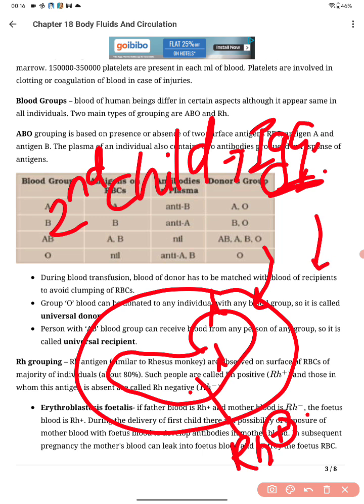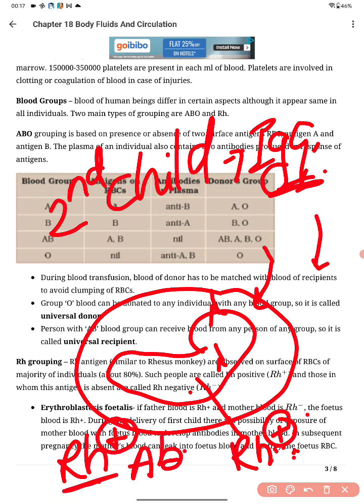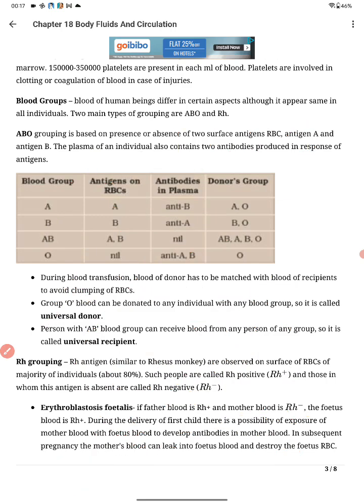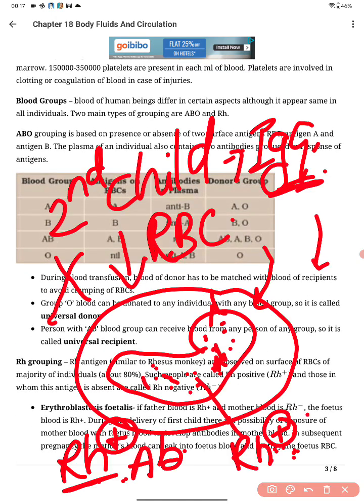The mother has produced antibodies against the Rh positive antigen. So now these will destroy the RBC of the fetus. The fetus will have less RBCs, and less RBCs means anemia. So the baby can die without RBCs because they are destroyed by the mother's antibodies.